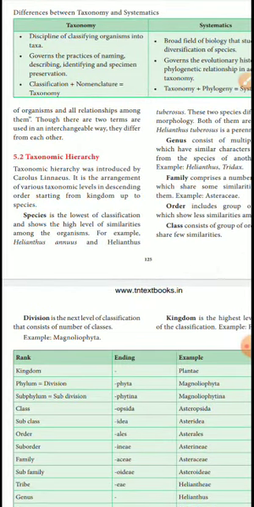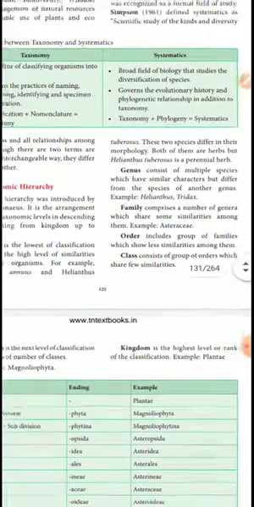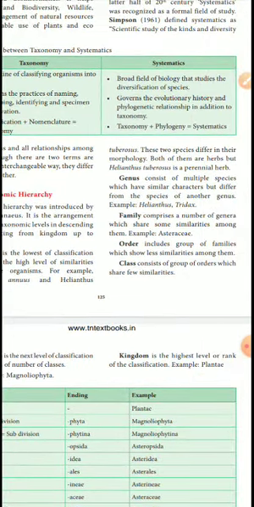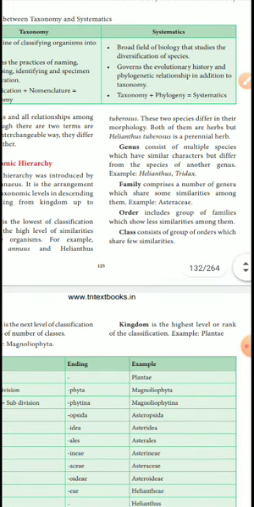Species is the lowest level of classification, with a high level of similarity among the organisms. For example, Helianthus annuus and Helianthus tuberosus: the two species differ in their morphology, their outer structure. Both of them are herbs, but Helianthus tuberosus is a perennial herb.